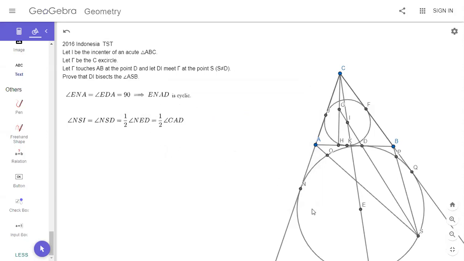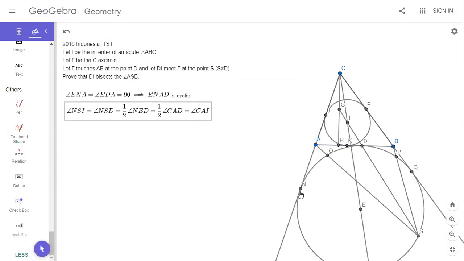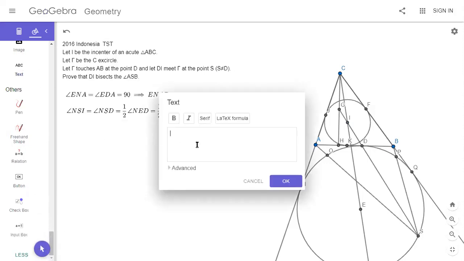And so that means angle NSI is angle NSD, which is half of angle NED, which is half of angle CAD, since ENAD is cyclic. And half of angle CAD is angle CAI. So that means if NSI is equal to CAI, then ANSI is cyclic. So this is a shorter proof than I thought.